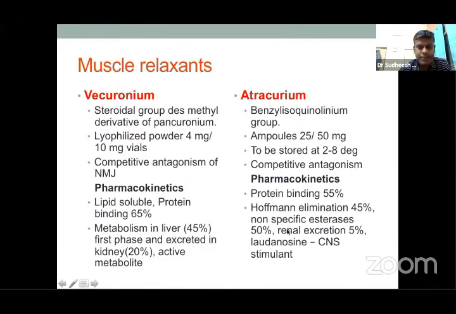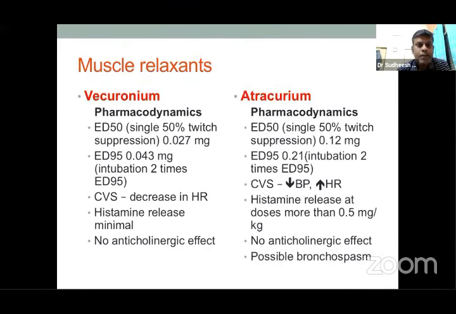Here the metabolite is laudanosine, which can be a CNS stimulant. Whereas in the case of vecuronium, the metabolite is 3-hydroxyvecuronium, which undergoes phase 1 metabolism. 3-hydroxyvecuronium is excreted through the kidney, and therefore in renal failure and liver failure, the drug can accumulate and result in a prolonged effect. This metabolite is also active, so it can prolong the effect of the drug.